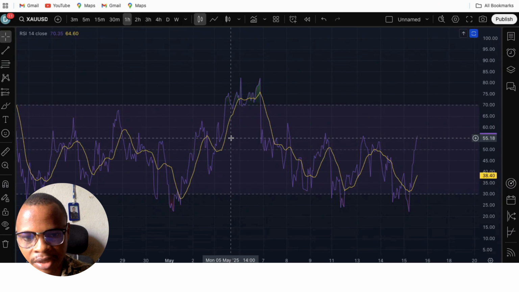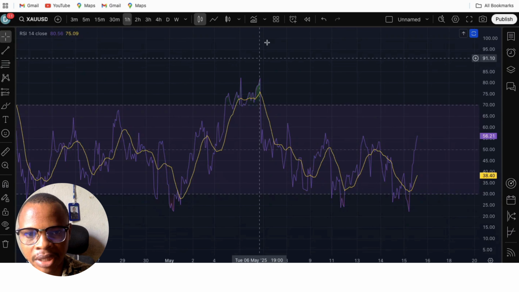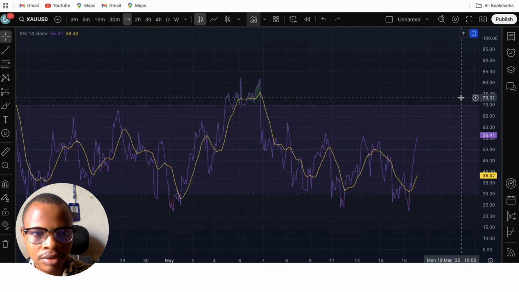Looking at my screen right here, you see the RSI indicator, which you can easily find by clicking on the indicator tab on your TradingView. Let me close it and start over so you see how I was able to get the RSI indicator.